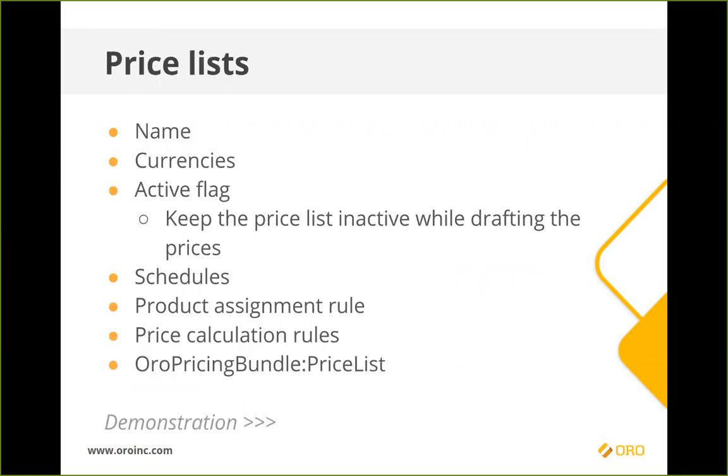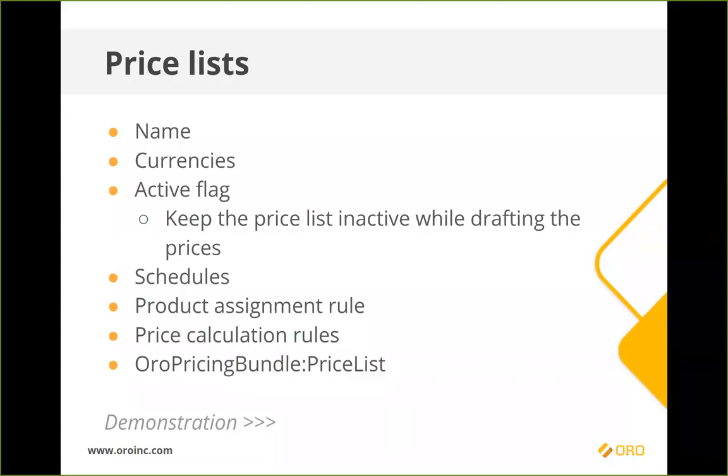What are price lists and what do they consist of? So price list, as I have already mentioned, is just a group of prices which has some kind of common purpose. And price list consists of the name, basically just how you want to call it, and currencies. So price list may contain prices in multiple currencies. Whether this price list is active or not, so it's basically just a flag or checkbox. List of the schedules, which allows you to make price list available or unavailable during some periods of time.